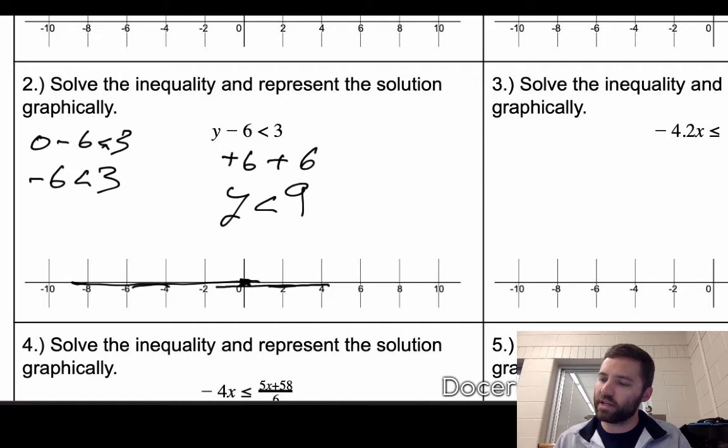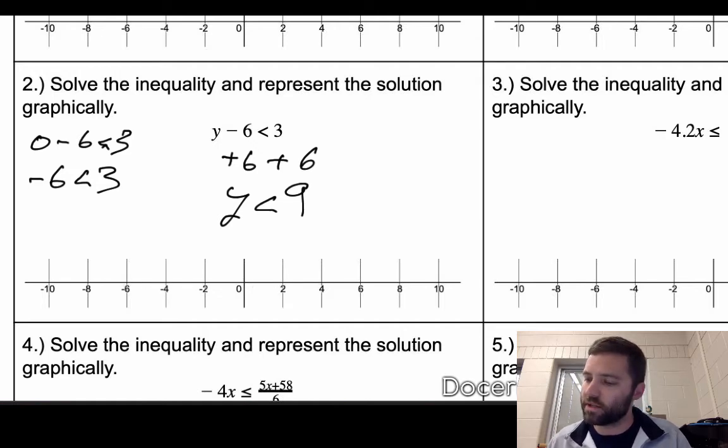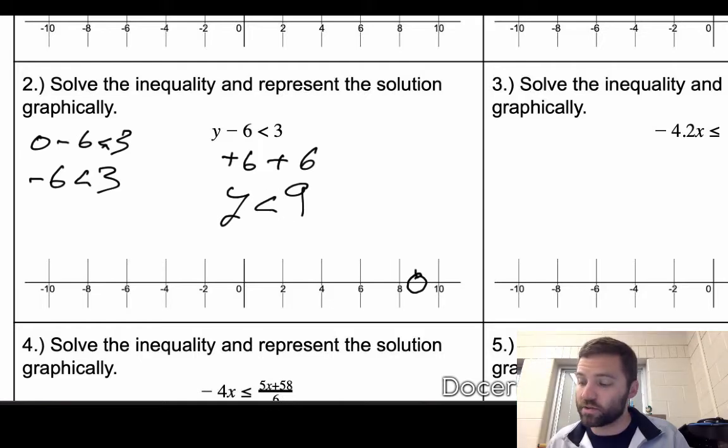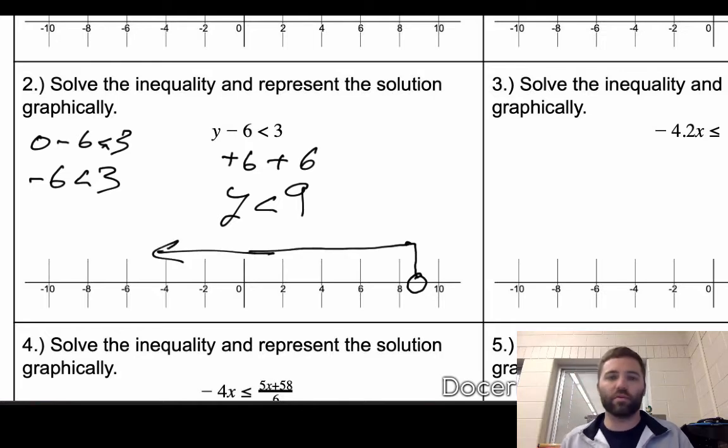So my actual answer, we can just represent on the number line in this way. We start at 9 and put an open dot there because we don't want to include 9. This is a less than symbol, it's not equal to, so we'll leave an open dot there, and we want everything that's this way on the number line. Fantastic.